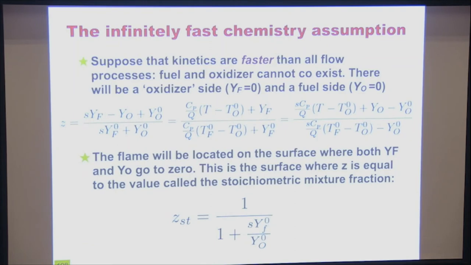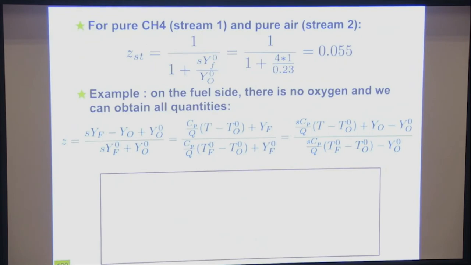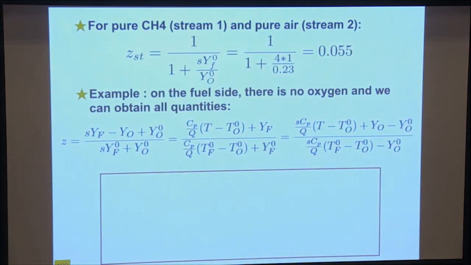So you can compute the place where there is no fuel and no oxidizer. You put YF equal YO equal zero, and you find this Z stoichiometric. It's the same we found for the mixing lines. So the flame will be sitting on the interface where Z equals that. When you compute Z stoichiometric, for example, for pure methane burning with pure air, you find that it is equal to 0.055, so it's very close to zero. So again, it's very close to the air side. If the flame is sitting somewhere, it will be sitting near the airstream, very close to the oxidizer side.